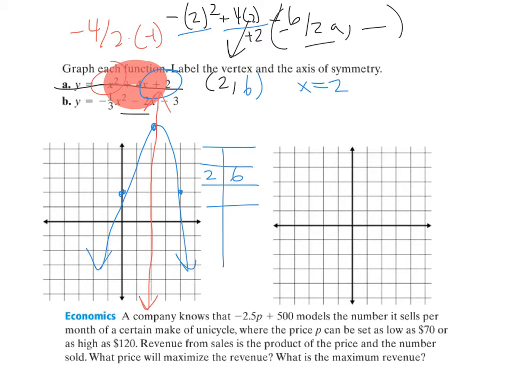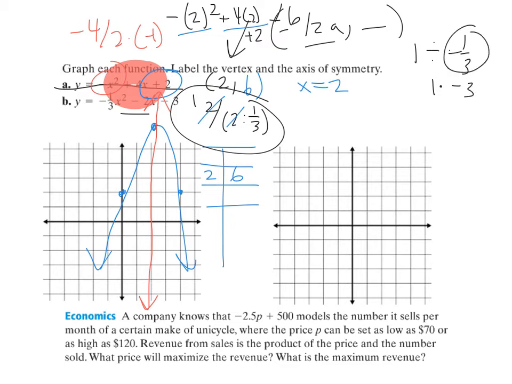So negative b, so it's 2 divided by 2a. So it's 2 times negative 1/3. So these 2's are going to cancel out, and then dividing by negative 1/3 is the same thing as multiplying by negative 3. So dividing 1 by negative 1/3 is the same thing as doing 1 times negative 3, because when you divide fractions, you multiply by the reciprocal. So the vertex is going to be at negative 3, and then I'm going to plug in negative 3.